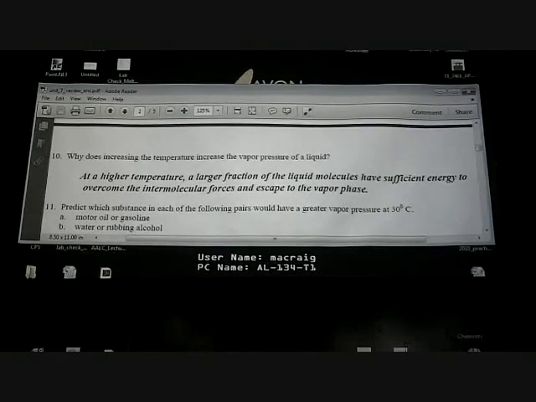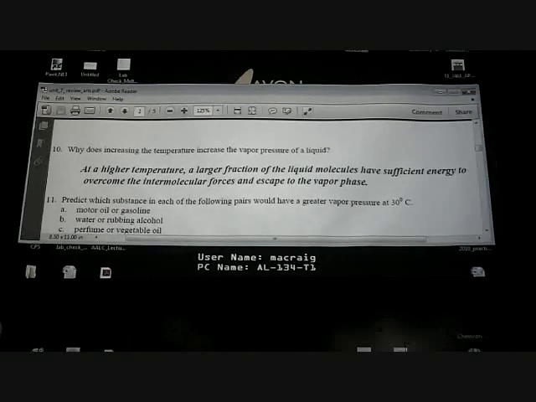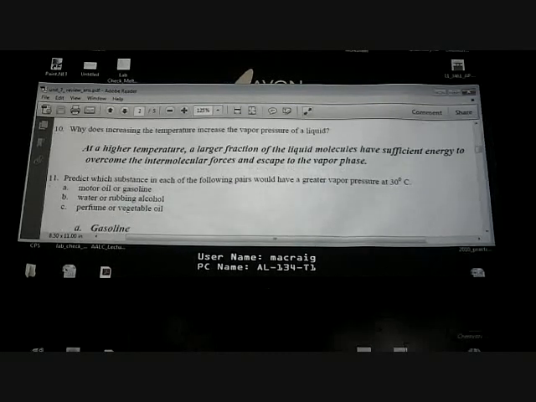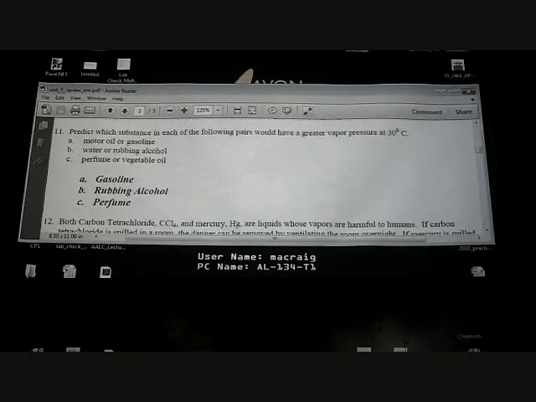Perfume or vegetable oil? Perfume. And vegetable oil is so thick. Okay, so the only one I got wrong was the water. Because I thought water evaporates.